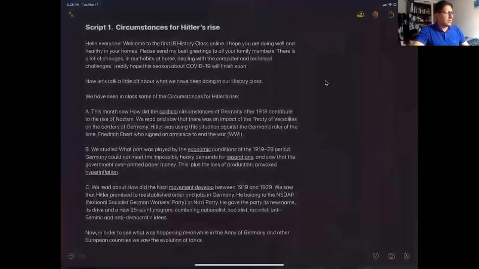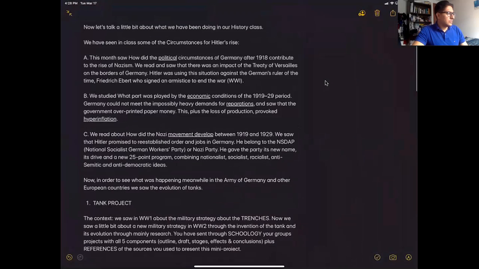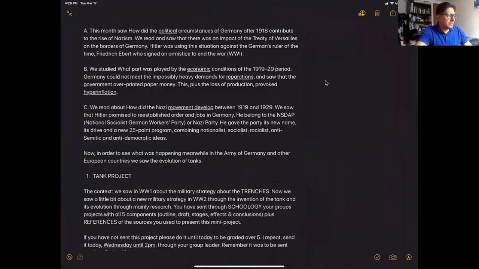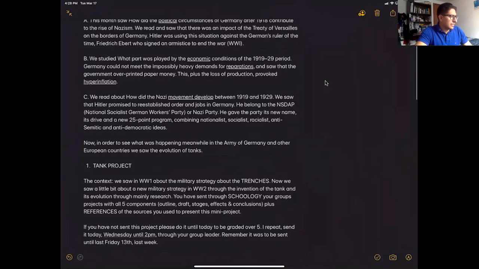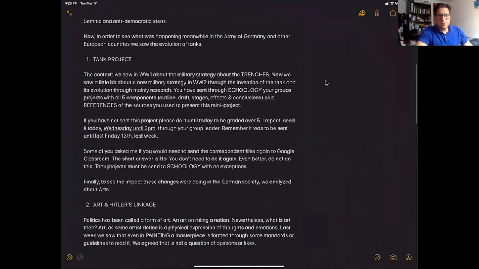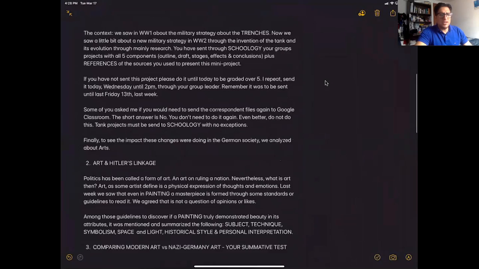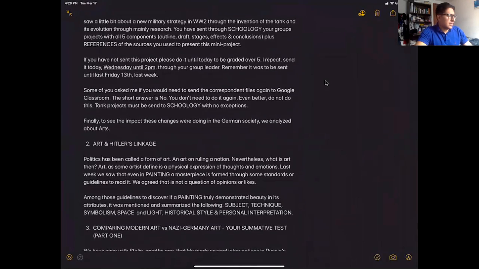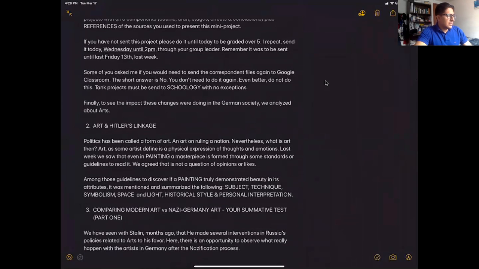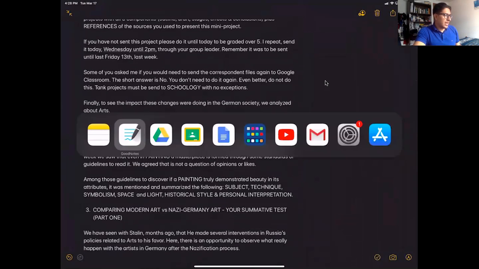Okay, here we talk a little bit about the things that we have seen, some of the circumstances for Hitler's rise, the political ones, the economic conditions that they were going through, the reparations and hyperinflation, and finally we saw a little bit about the Nazi movement, as you can see there, and we for sure saw the tank project. And right now we are talking a little bit here about art and Hitler's linkage.